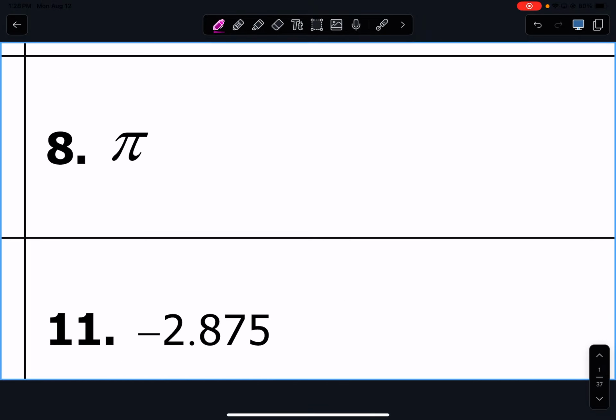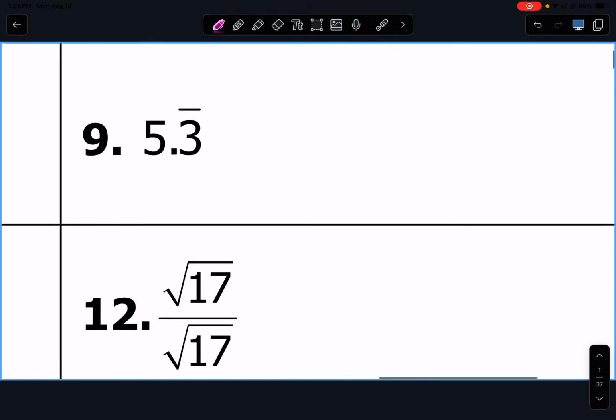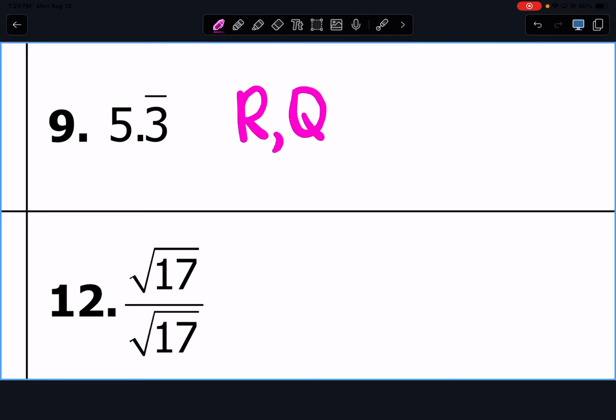What about pi? What's pi? It's real and irrational. What about this one? Rational. That is actually equivalent to 16/3, I think. So if it's 16/3, can that be anything else besides real and rational?